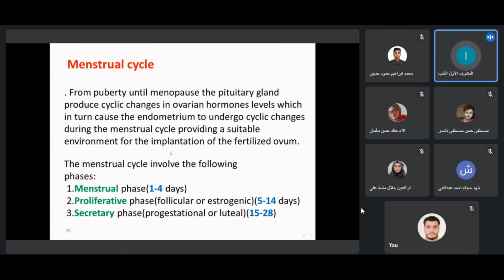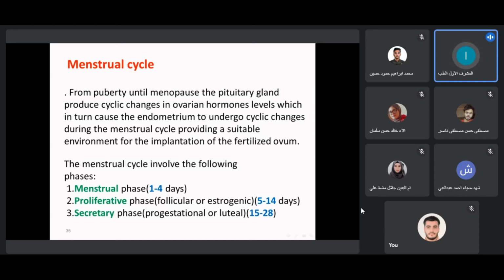The menstrual cycle starts from puberty until menopause. At puberty, the menstrual cycle begins, which is called the menarche. Menarche is the first menstrual cycle. And menopause means the cessation of menstruation, which is a process that usually lasts a few years. The menstrual cycle begins to become irregular gradually until it completely ceases.